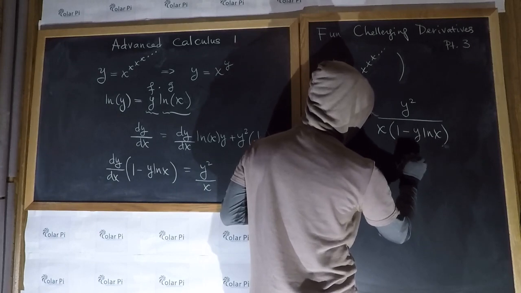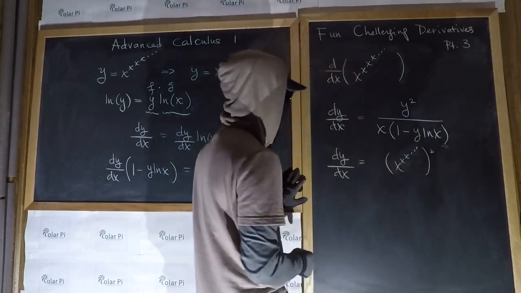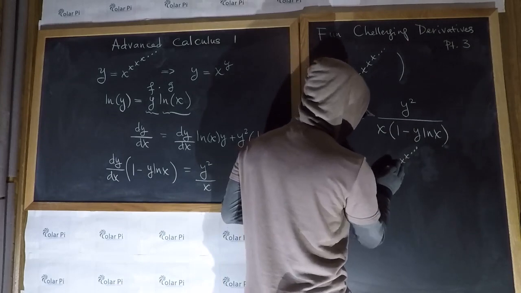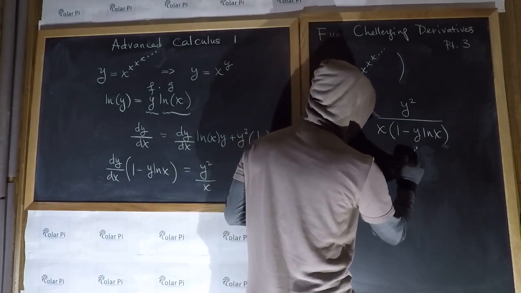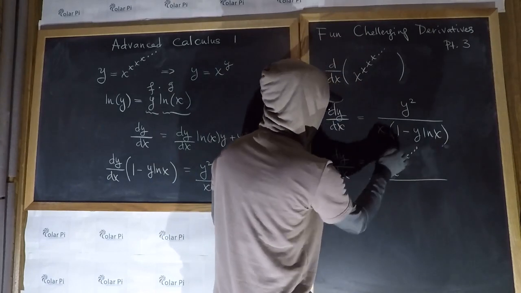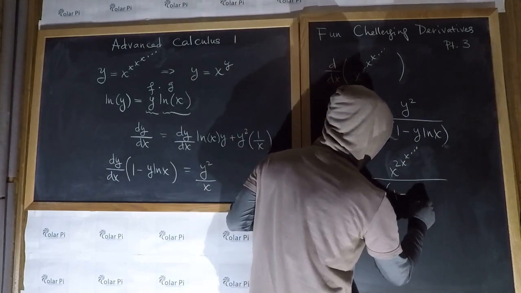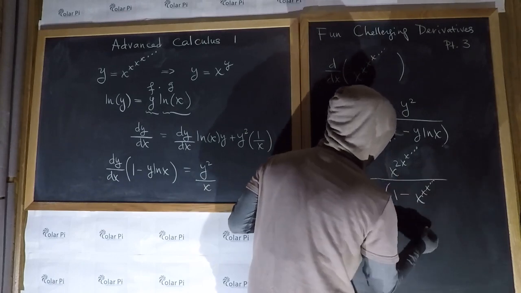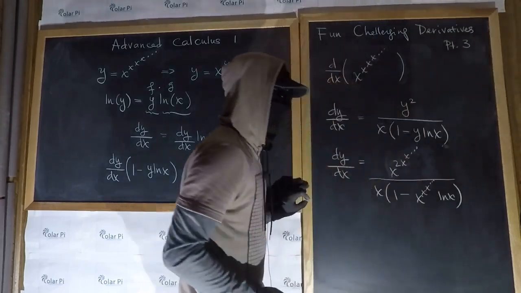X to the x to the x dot dot dot squared. That's the numerator. But squaring this amounts to writing x to the 2 times x to the x to the x to the x. So I'll write it like that. And then, of course, in the denominator, we still have this whole thing. I'll write x times 1 minus y, which is x to the x to the x dot dot dot, and then ln of x and over.